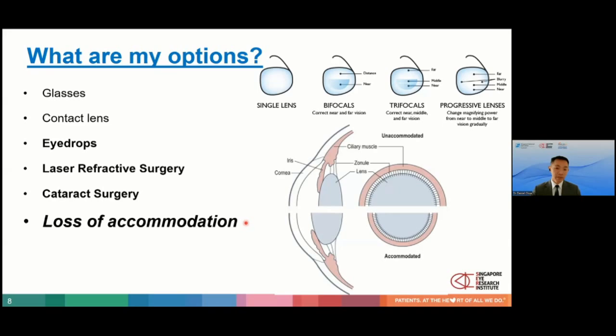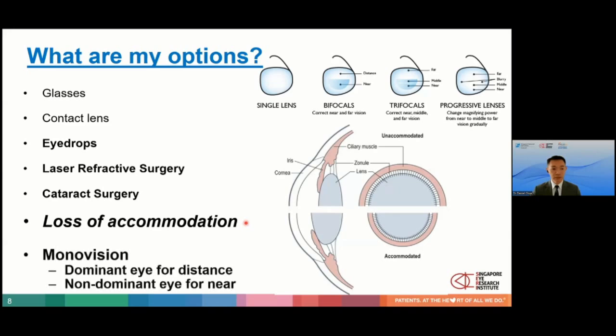So as I mentioned earlier, some of us can do without reading glasses or even glasses for distance, and they generally can function quite well. One of the main reasons why they can do this is a treatment strategy that we call monovision, where we have the dominant eye see well for distance, and the non-dominant eye for near.